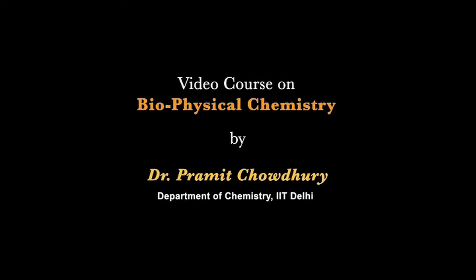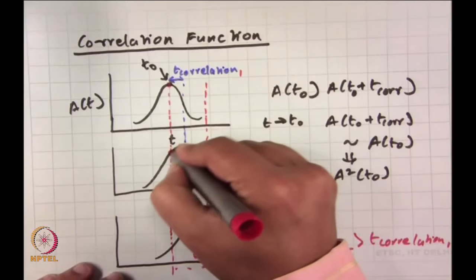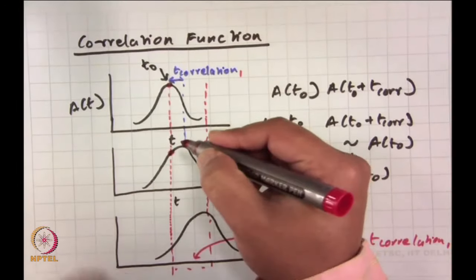But remember, when I am taking t naught, this is the maximum I can have of the product of these two. Now, if you keep this t naught the same, that means you keep the time at which you are observing the same, after a certain time this signal has moved out a little bit. Now, you look at this portion. If you now take A of t naught times A of t naught plus t correlation 1, then what has happened? Because it has shifted, the value at that time, which is here, has come down. So, the product has decreased.